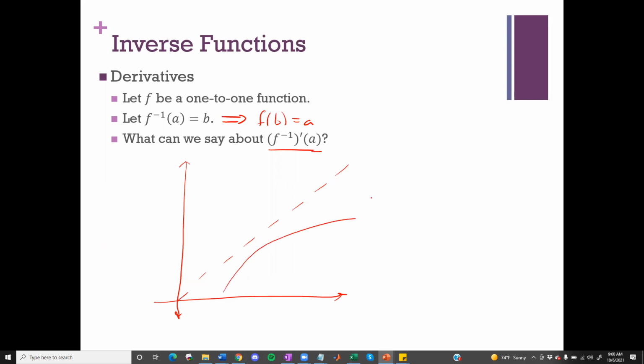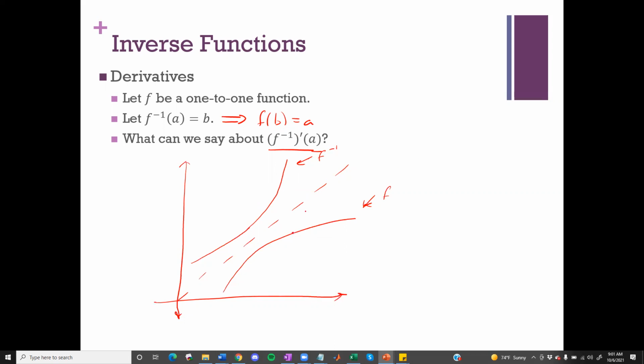So let's let this function be f. I'll try to draw a reflection of this over the line y equals x. So then this function right here is going to be f inverse. So we know a couple things, but really the same. We're saying the same thing in two different ways.